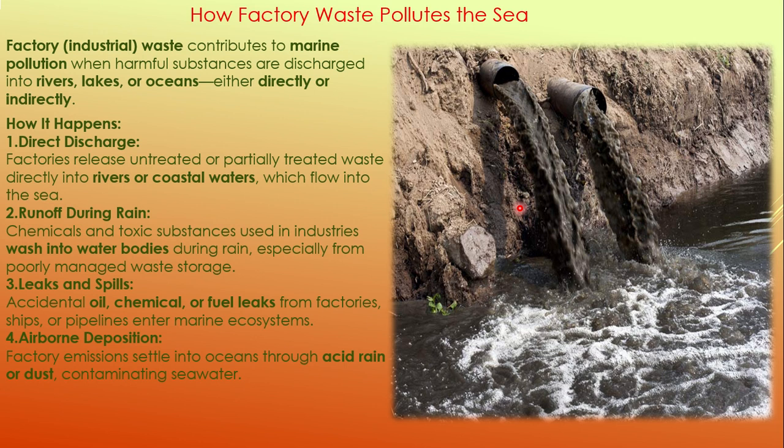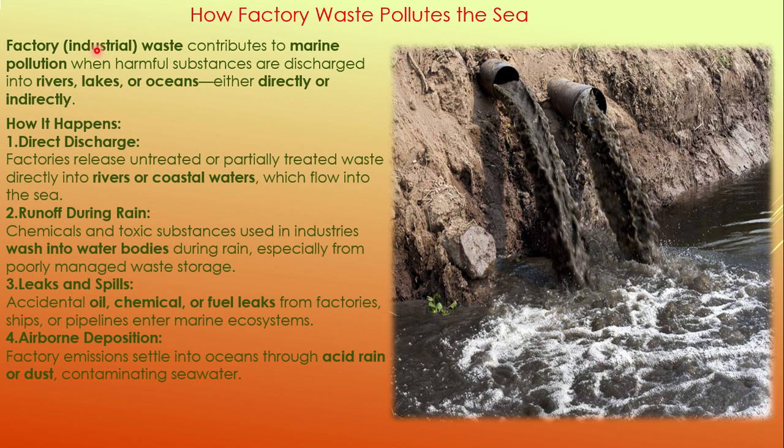Okay, so we need to understand how factory industrial waste contributes to marine pollution. Marine means sea, ocean. So how does this contaminated wastage, which comes from the factory and dissolves in the fresh water, pollute the sea? When harmful substances are discharged into river, lake, and ocean, either directly or indirectly, this becomes the reason for sea pollution. Just like agriculture, the sea is also important for human ecology. Just like land and farming manage the ecology of human life, the sea also manages the ecology of humans by giving seafood.